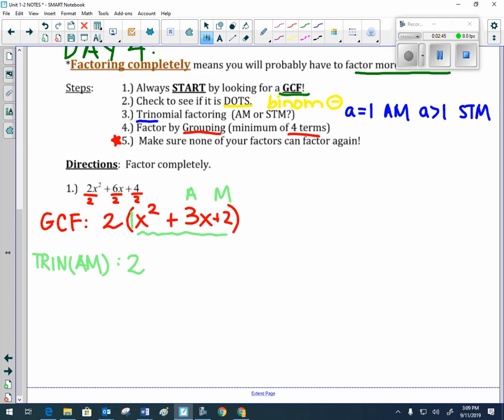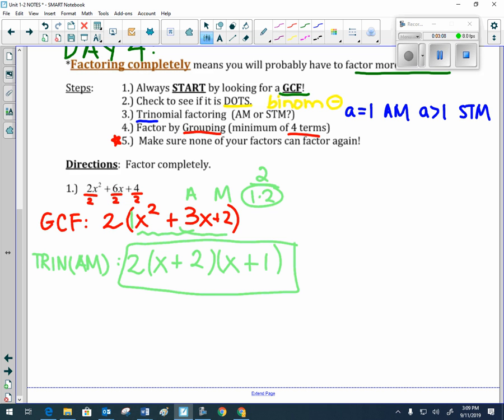the 2 that was the GCF is going to continue to carry along, and the trinomial will be factored into 2 sets of parentheses. I want factors of 2, which I know are going to be 1 and 2. It makes sense to use those numbers because I need them to add to 3, which they do. So plus 2 plus 1. And this is my factored completely answer for this question.